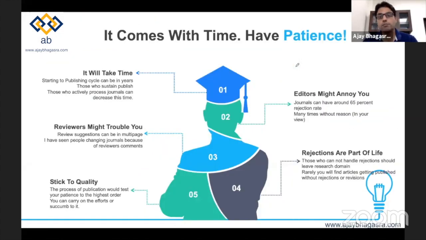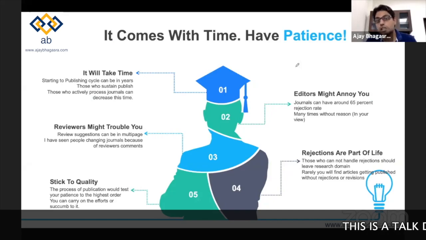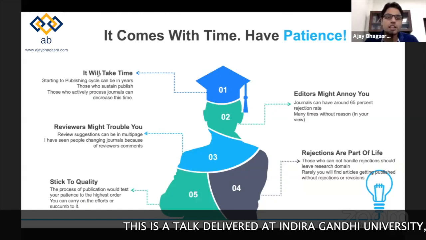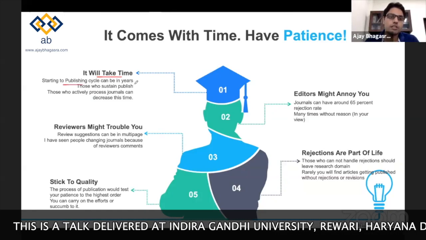So the last point: have patience. Very important. It will take time. The cycle from starting to publishing can be years.